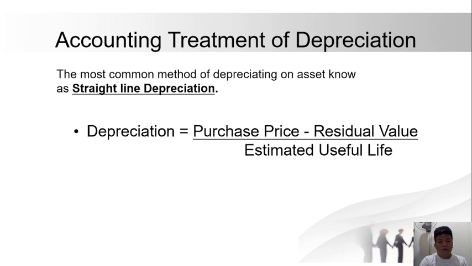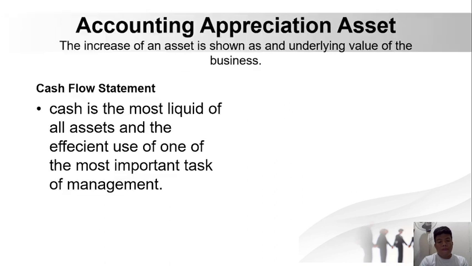So this is the formula of depreciation: purchase price minus residual value over estimated useful life. Accounting for appreciation of assets: the increase in an asset is shown as an underlying value of the business. Cash flow statement. Cash is the most liquid of all assets, and its efficient use is one of the most important tasks of management.